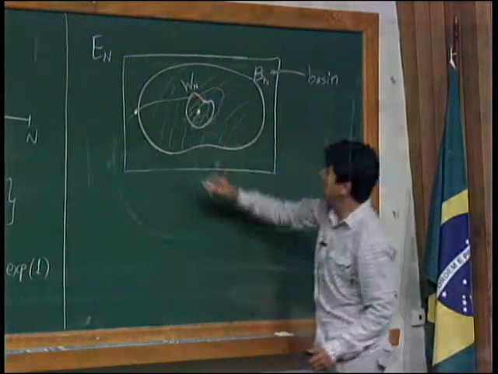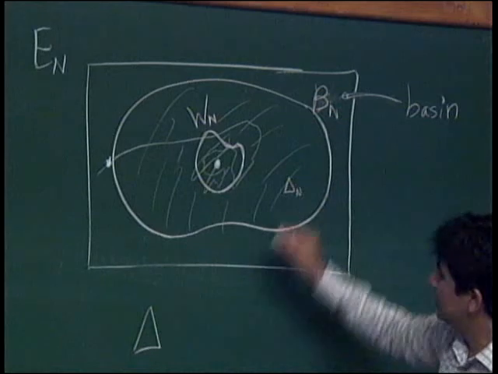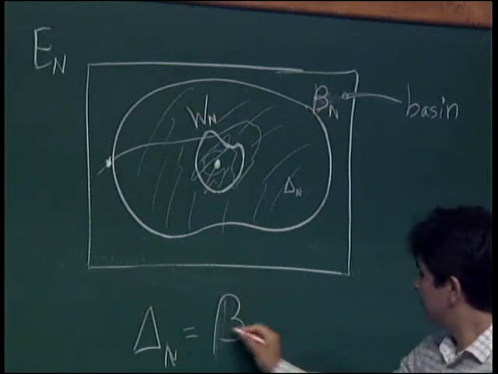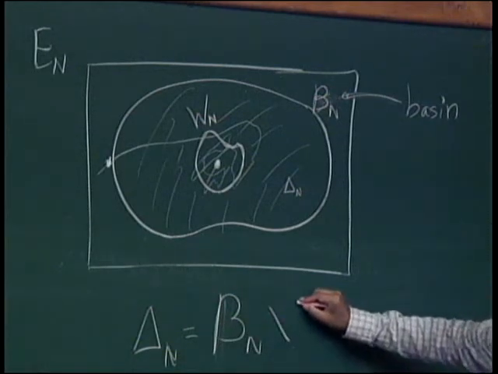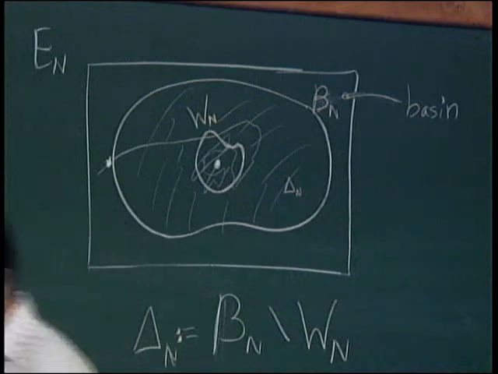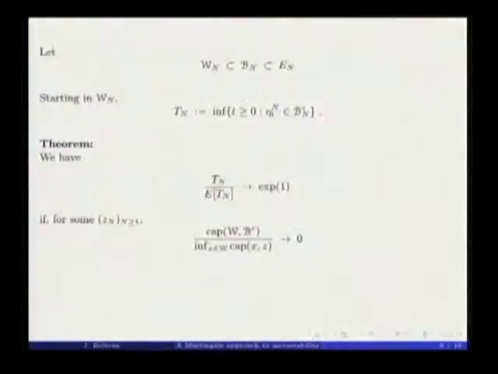In this case, our delta set is the difference between the basin and the well. So we will also require in this theorem, just as before, that the stationary measure of the delta set compared to the stationary measure of the well is going to zero. Okay? That's enough to obtain this exponential distribution in the limit for the escaping time.